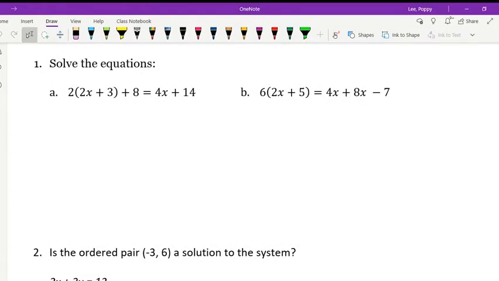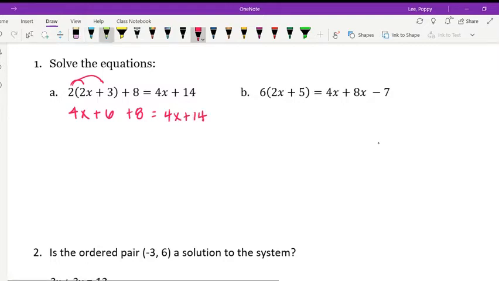So on number 1, we have some distributing to do on the left side. We're going to distribute that 2 through. So we're going to end up with 4x plus 2 times 3 is 6. Bring down the plus 8. And on the other side, we already have the 4x plus 14 over there. If you need to, go ahead and draw your lines down the middle to kind of help separate the two sides. Combine like terms. We have 6 plus 8 on the left that we can combine. So 4x plus 6 plus 8 is 14 equals 4x plus 14.